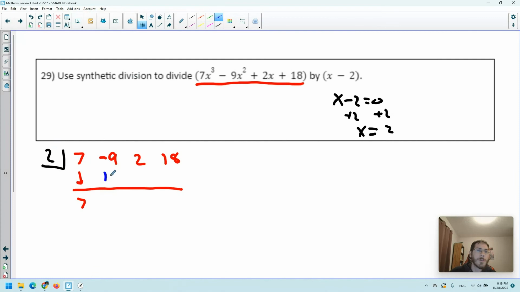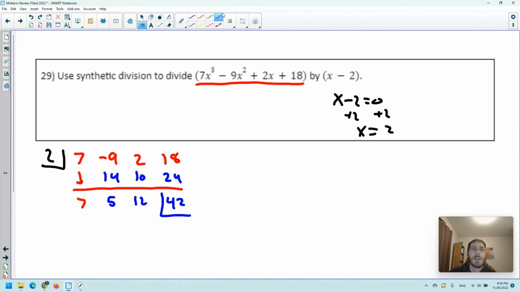2 times 7 is 14, and we add them up. We get 5. 2 times 5 is 10. All right, then we add them up. We get 12. 2 times 12 is 24, and then we add them up, and we get 242. All right, well, a little inconvenient, but that's okay. We don't always have to get 0 at the end. Only if it works, we're going to get 0, so this doesn't divide cleanly.